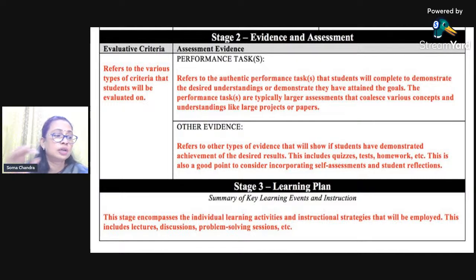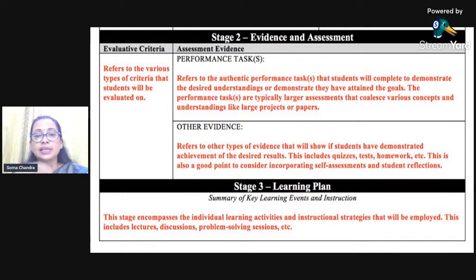Stage 2 is evaluation criteria. It refers to the various types of criteria for which you will be evaluating the performance of the students. Authentic performance: asking them a variety of questions to check their desired understanding, so that they could demonstrate that they have attained their goals. The performance or the task are typically larger assessments.